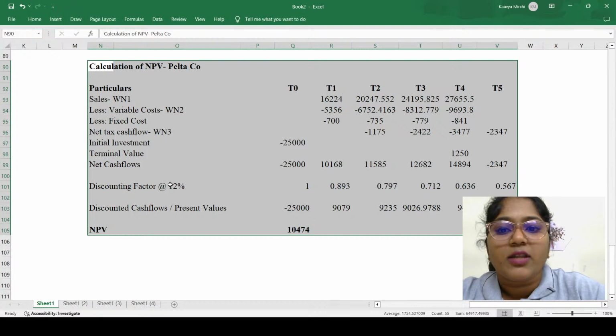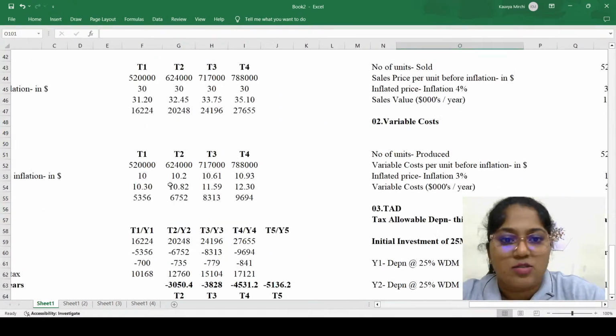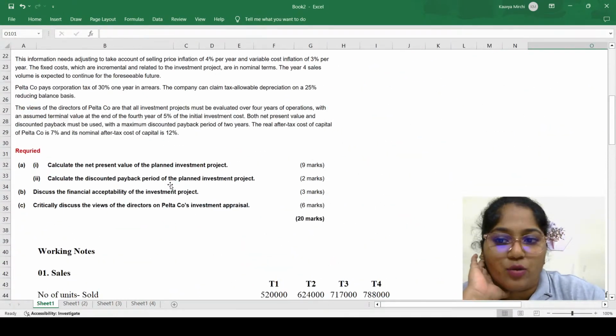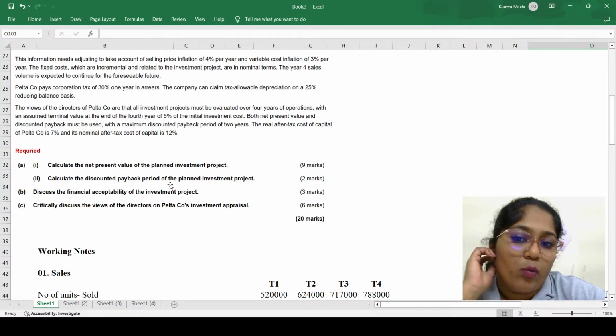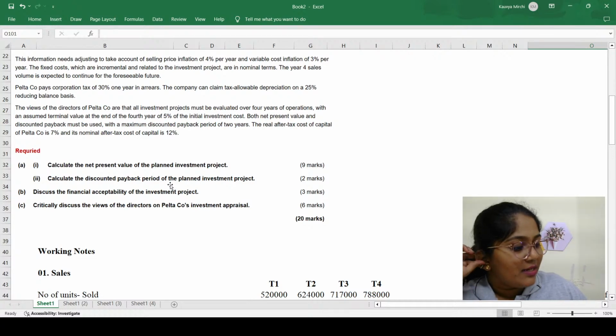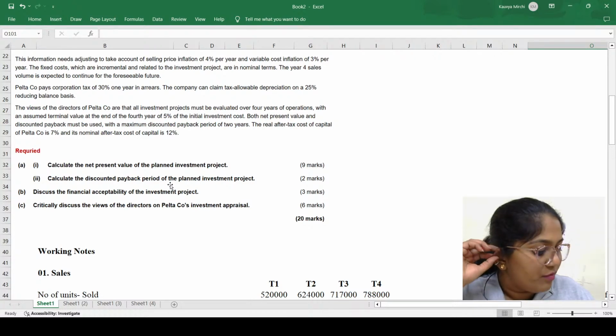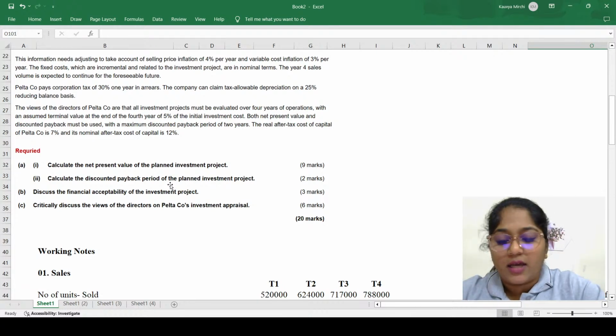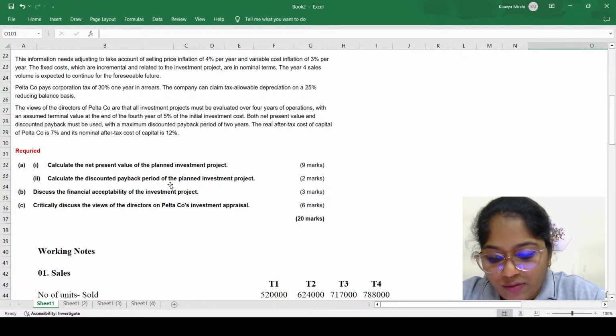So we are clear about requirement number 1, which is for 9 marks. I've given the tactics to follow; it's up to you. Now the second one they've asked us is to calculate the discounted payback period for the planned investment projects. How do you calculate the discounted payback period, people? With the help of discounted cash flows. Correct? So we know already discounted cash flows.